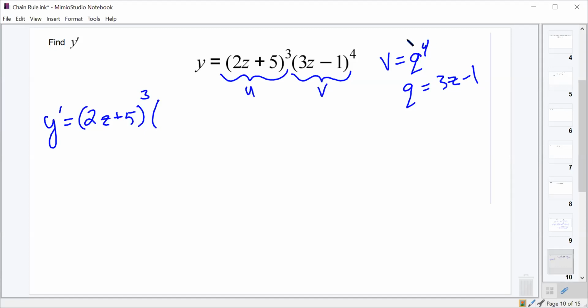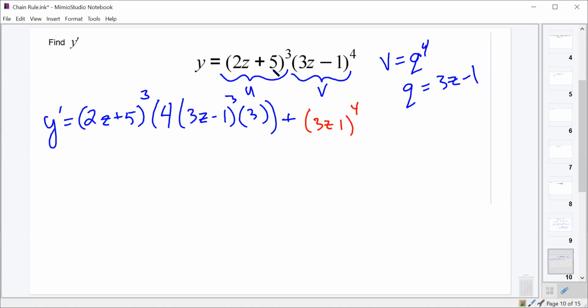Derivative of v equals q to the 4th should be what? Oh, 4 times 3z minus 1 to the 3rd. Yep. And then the derivative of this q, 3z minus 1, should be 3. And then what? Plus on the other side, we'll have 3z minus 1 to the 4th.